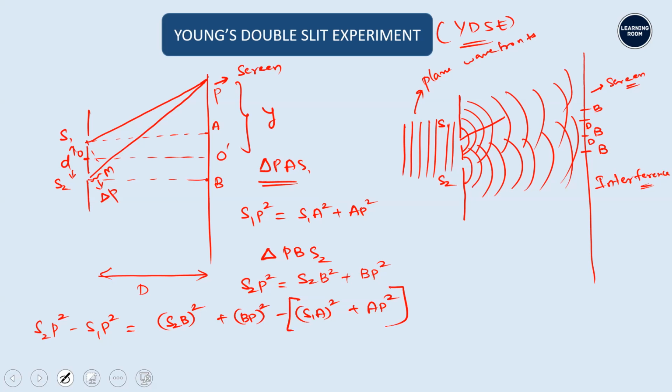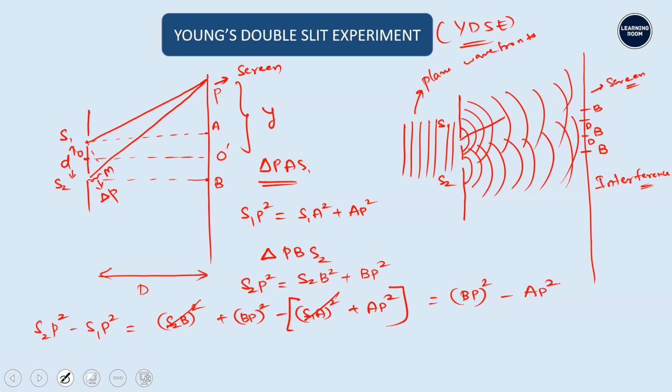Right? But here, if you observe, S1A and S2B are the same. They both are equal to capital D. So S2B square and S1A square will get cancelled. So what is it that you're left with? You're left with BP square minus AP square.